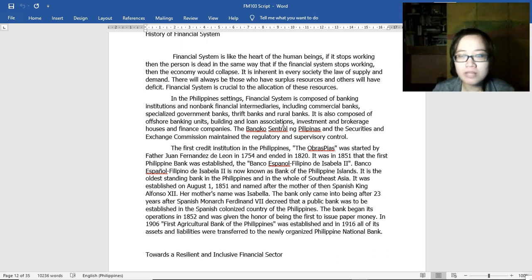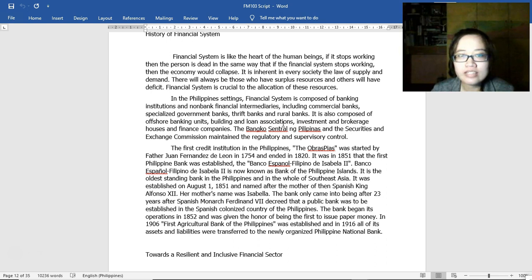The Bangko Sentral ng Pilipinas and the Securities and Exchange Commission maintain the regulatory and supervisory control. BSP basically focuses on the regulation of financial institutions. And then the SEC is also involved because they are in charge of supervising partnerships and corporations, given how most financial institutions are in the form of corporations. So they're also involved. Accounting reporting requirements normally go through the Securities and Exchange Commission, but definitely they are also required by the BSP.